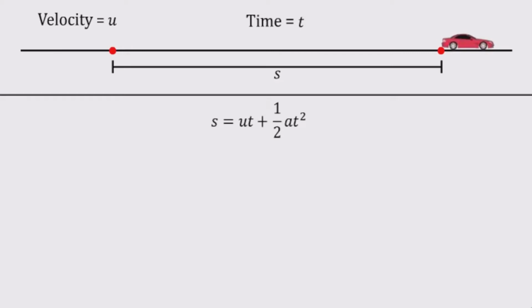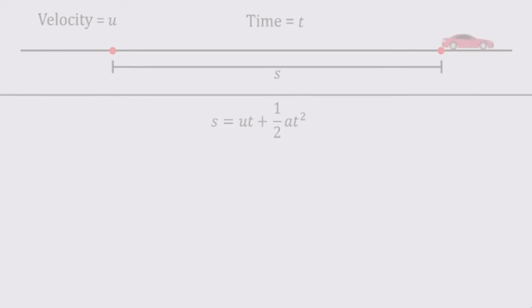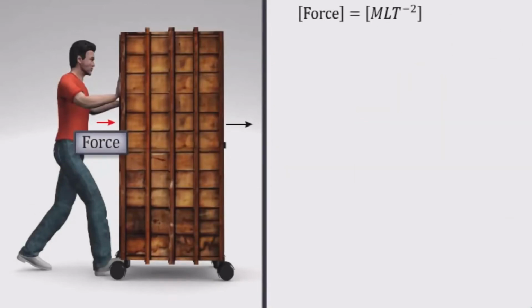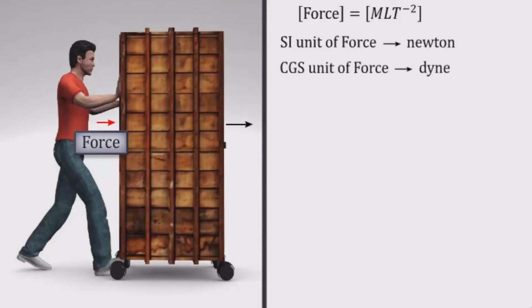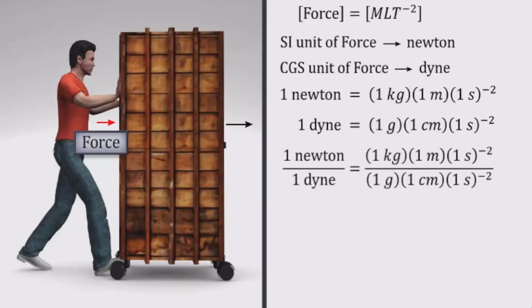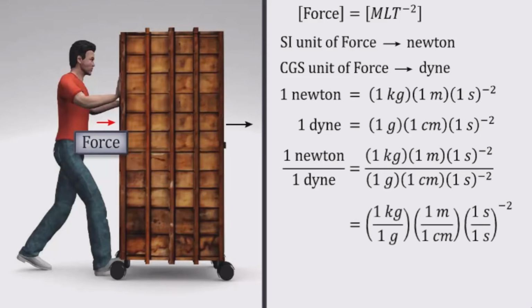Dimensional equations can be used to convert units of a given physical quantity from one system to another and to thus find the conversion factor. For example, consider the physical quantity force. The dimensional formula of force is MLT power minus 2. The SI unit of force is Newton, and its CGS unit is dyne. Hence, 1 Newton is equal to 1 kilogram into 1 meter into 1 second power minus 2. Similarly, 1 dyne is equal to 1 gram into 1 centimeter into 1 second power minus 2. Now, we divide 1 Newton by 1 dyne and then find the ratio of Newton to dyne as shown. Thus, 10 power 5 is the conversion factor to convert Newton to dyne.